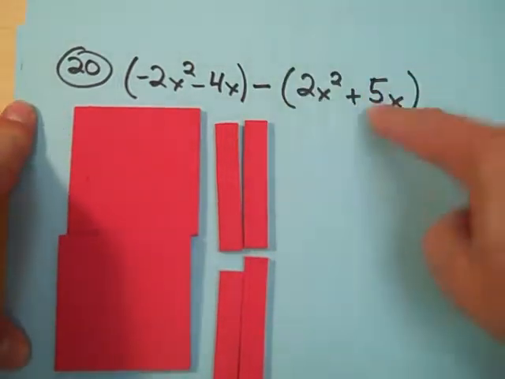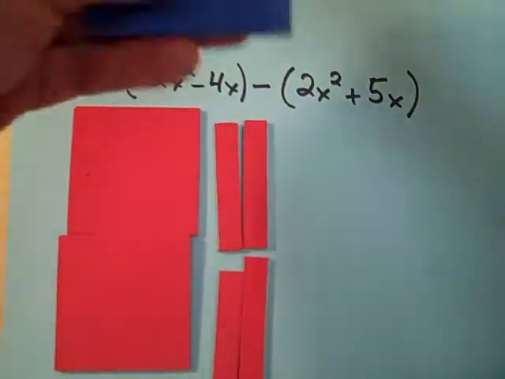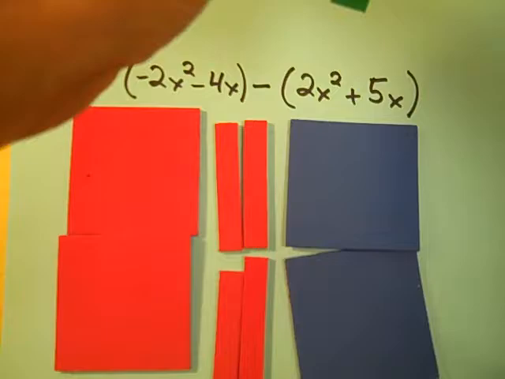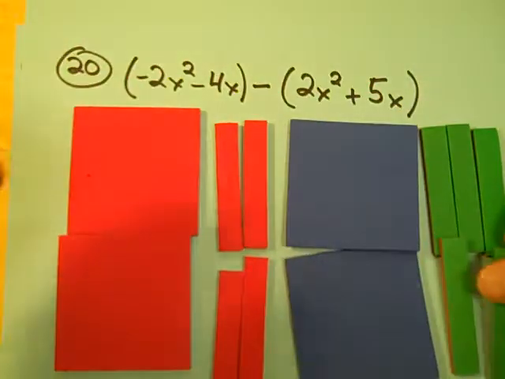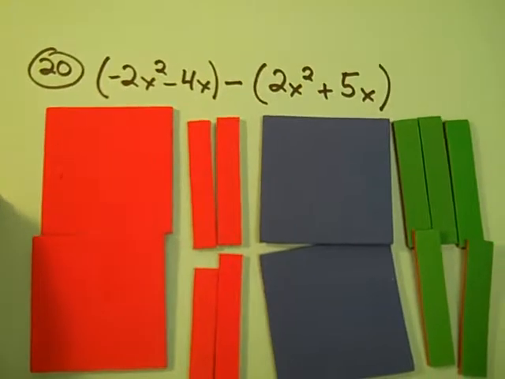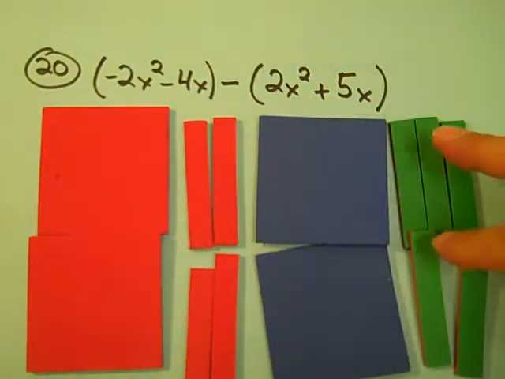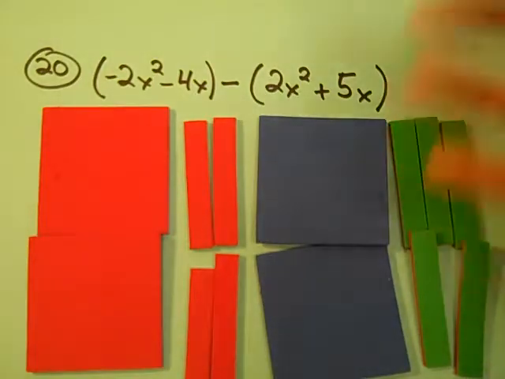Paying no attention to my subtraction sign, I'm going to model these. I've got now a positive 2x squared, and I've got a positive 5x. So I'm going to go ahead and model with my rectangles there. Okay, so looks good. So negative 2x squared minus 4x, 2x squared plus 5x. So this is a subtraction problem, so I've got to add the opposite.